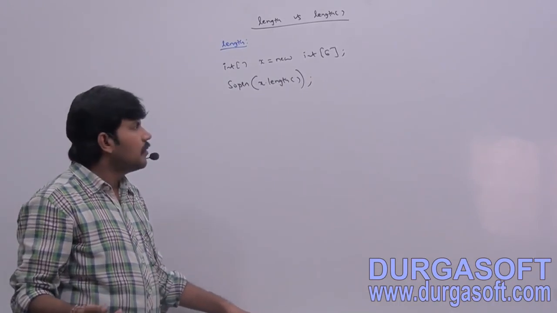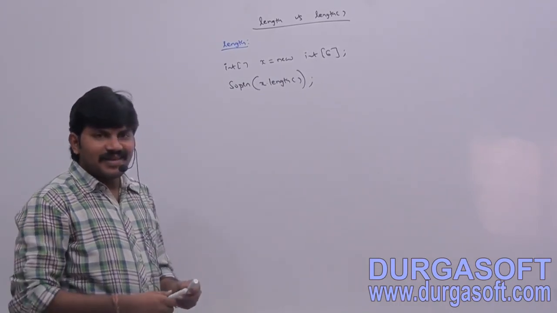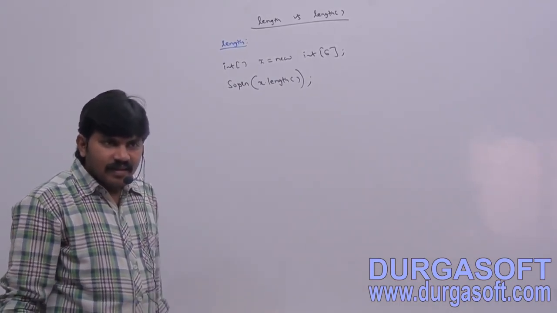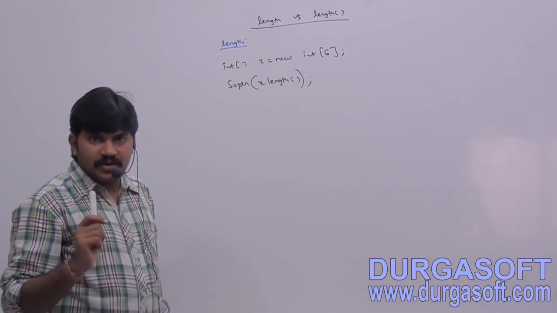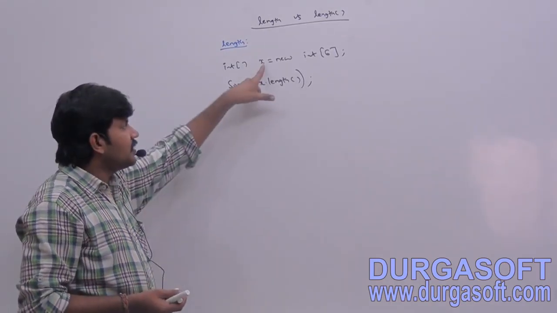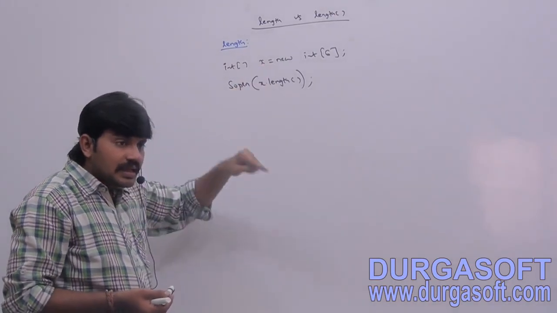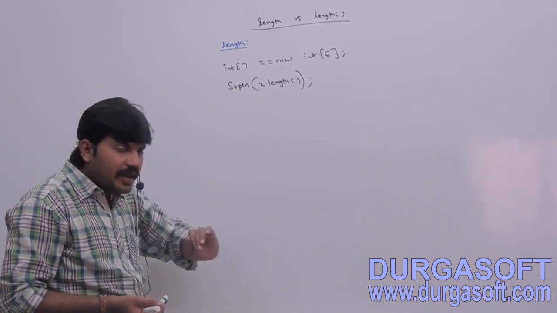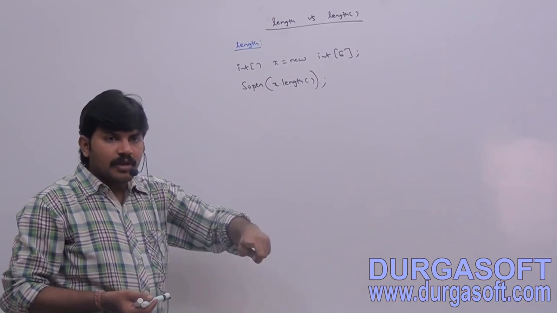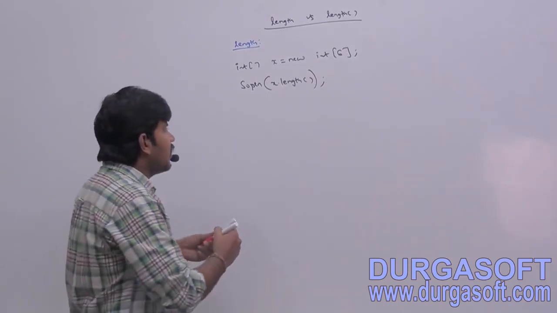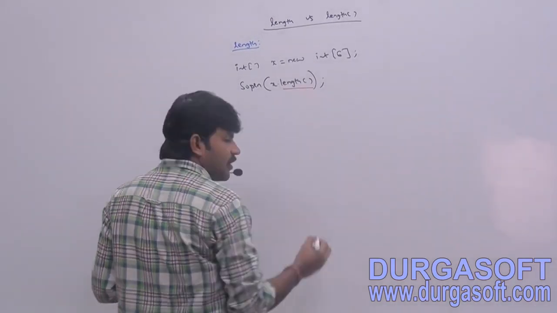Array? What answer are we going to get? A compile time error, by default. Because what is x? x is an array. For an array, length is a variable, not a method. Sir, here have you observed? I used the length method.